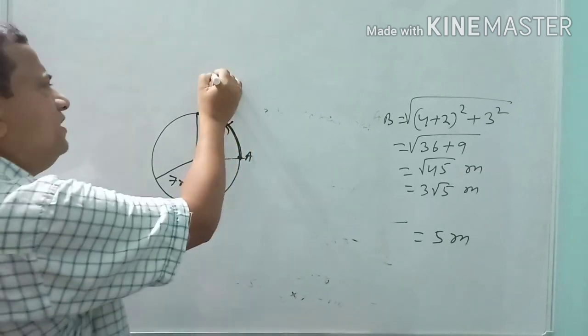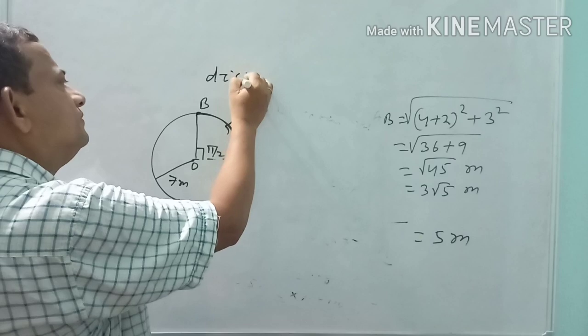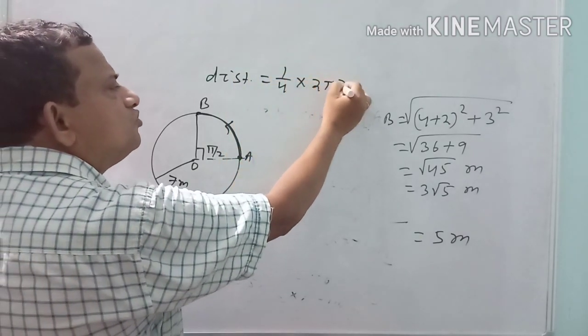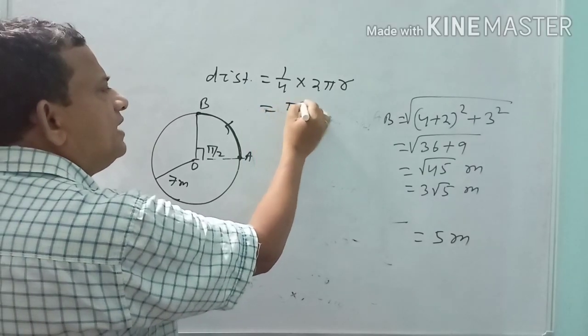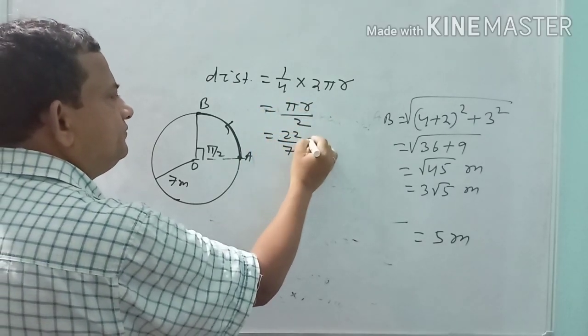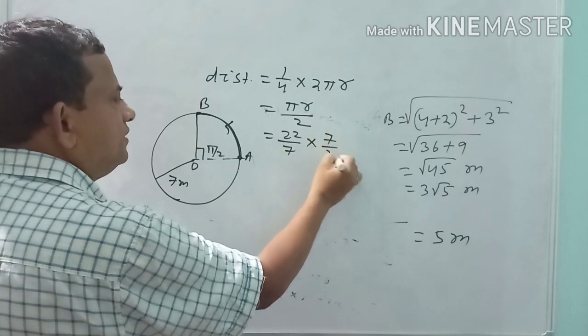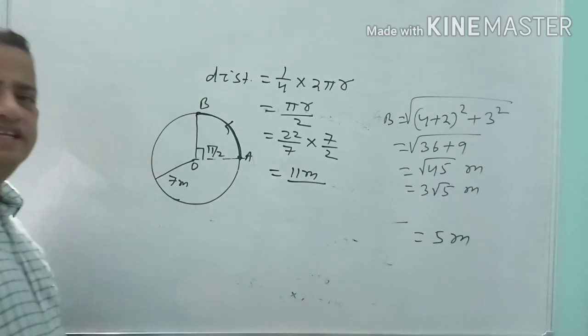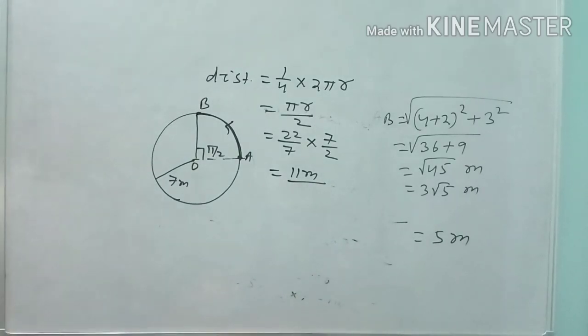So distance will be 1/4 of 1 revolution, which means 2 pi r by 4, so that is pi r by 2. So what you get? So that will be 11 meter. So in this case, distance is 11 meter. From A to B, this is 11 meter.